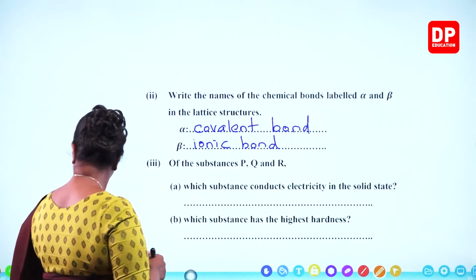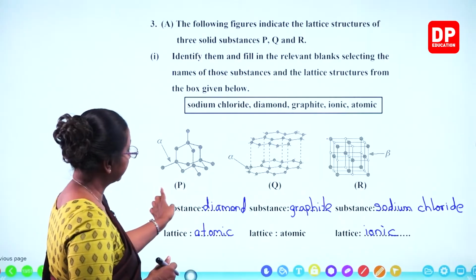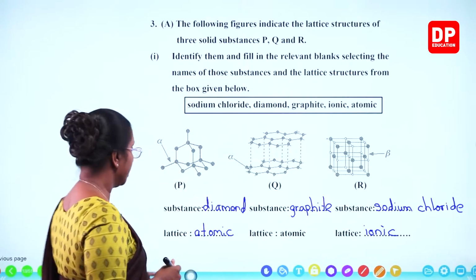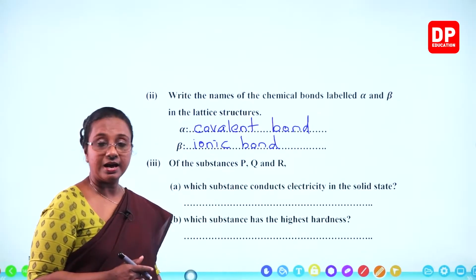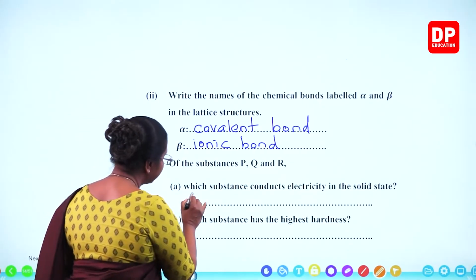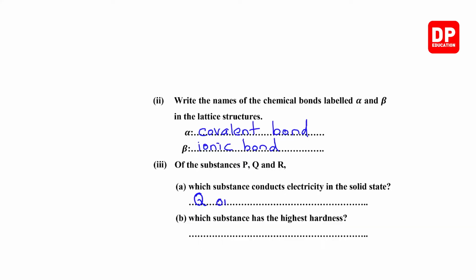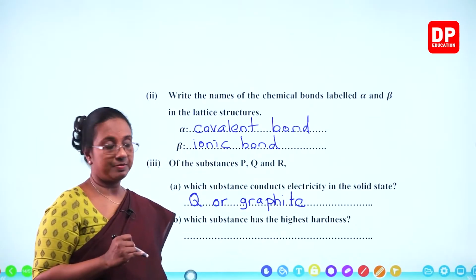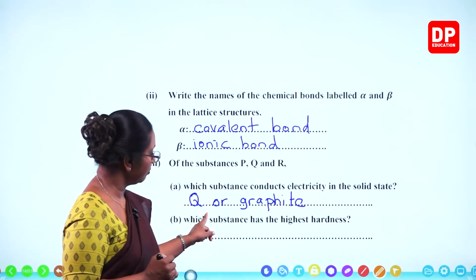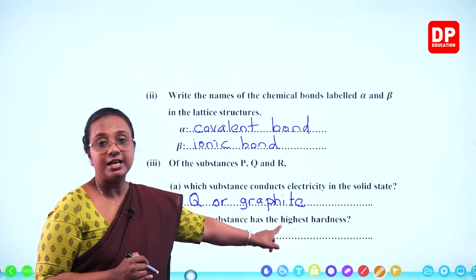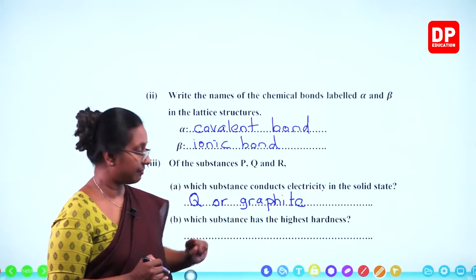So, here if you look at the diagram, graphite is Q. So, of the substances P, Q and R, you can write the answer as Q or you can write the answer as graphite. Either way, it will be accepted. Since in the question they have asked P, Q and R, you can write it as Q, or since you have already identified it, you can write it as graphite.